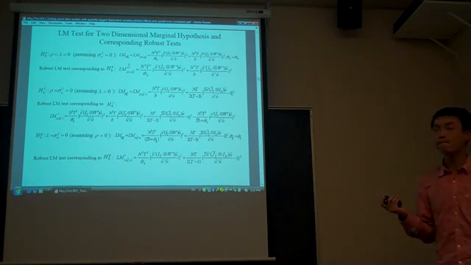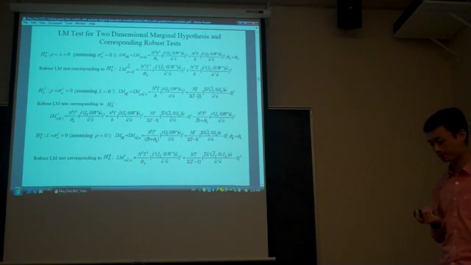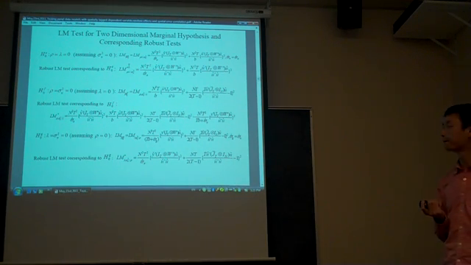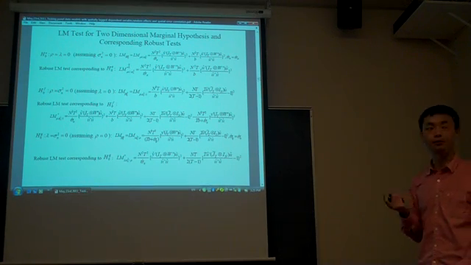When you call these robust, that's where you assume the same hypothesis, but you don't assume the nuisance parameters are necessarily equal to 0. Is that right? Yeah.